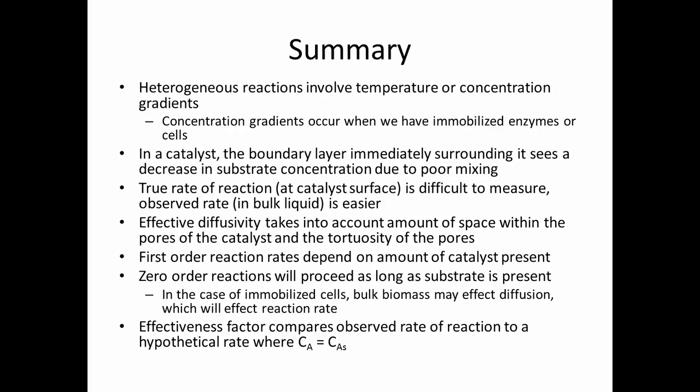So in summary, heterogeneous reactions involve gradients, temperature or concentration gradients. We are basically going to talk about concentration gradients. These gradients occur when we have immobilized enzymes or cells. In a catalyst, the boundary layer immediately surrounding that spherical or flat plate catalyst sees a decrease in the substrate concentration due to pore mixing. The true rate of reaction at the catalyst surface is difficult to measure. The observed rate that we're seeing in the bulk liquid is much easier to measure, and they are probably not the same.